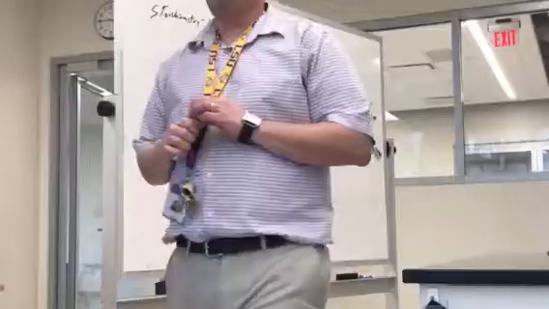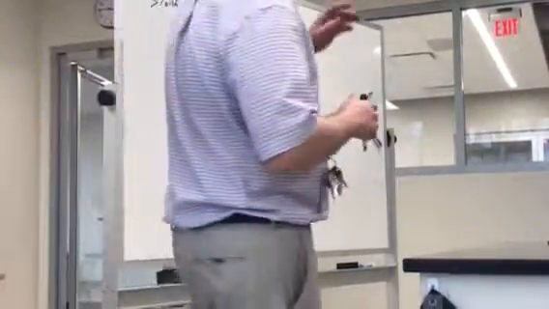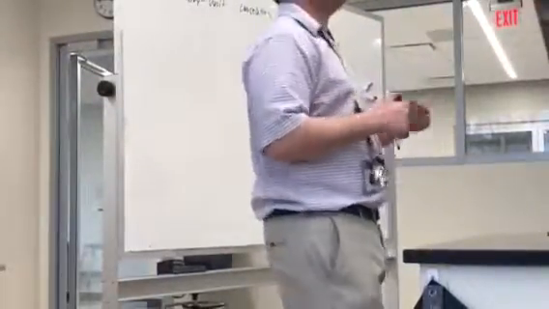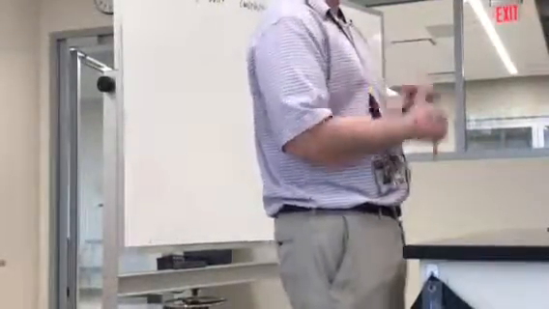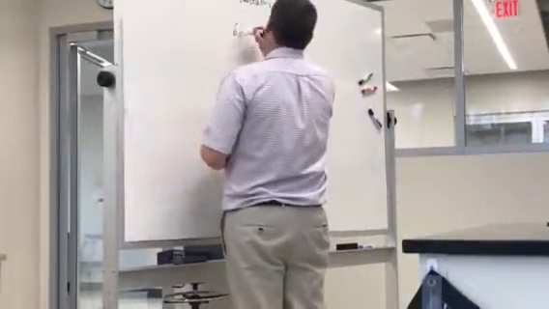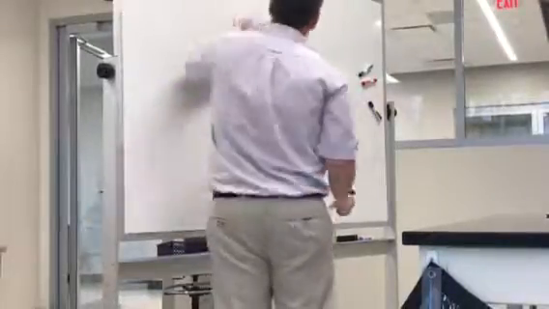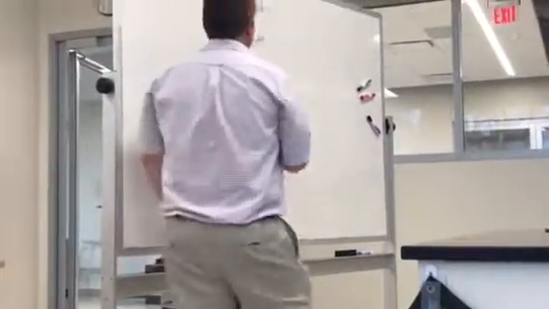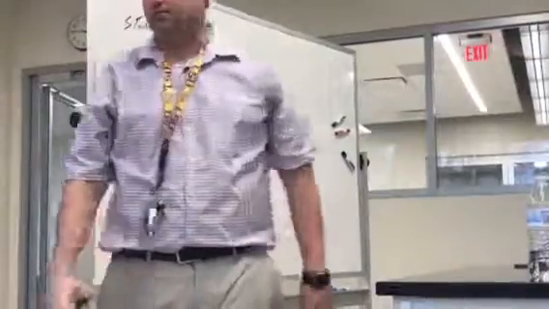Also, for mole, a mole is 6.022 times 10 to the 23rd particles of a substance. So you need to remember, you have to have this memorized. That is Avogadro's number.